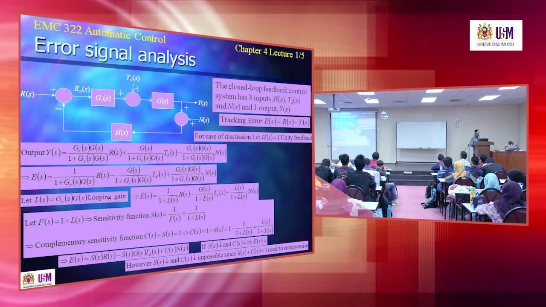So, when you look at this equation back, the error, you can replace with either the sensitivity function or the complementary sensitivity function. Okay. So the error, if we substitute that equation, basically will become sensitivity function multiplied by input R(S) minus sensitivity function multiplied by G as a function of S, and then the disturbance TD as a function of S plus the complementary sensitivity function multiplied by the noise. Okay? So, the equation will become simple like this.